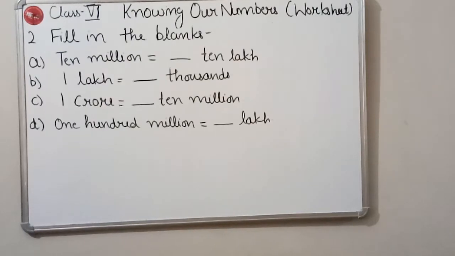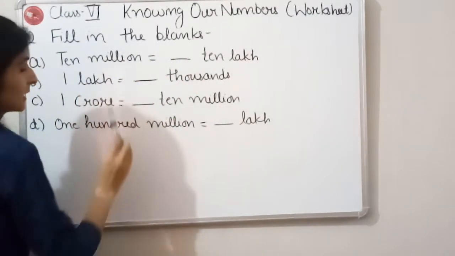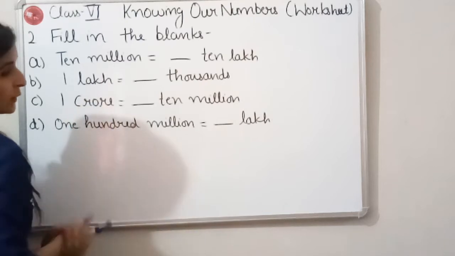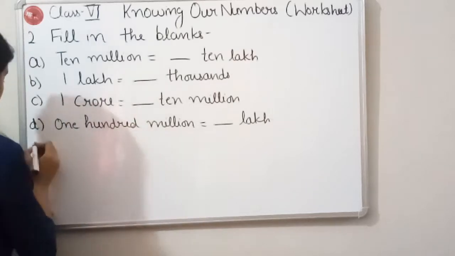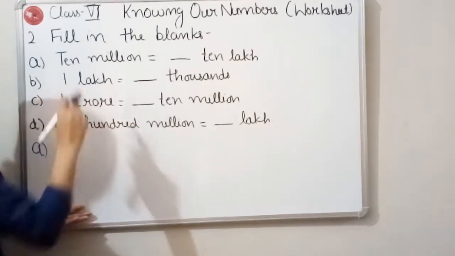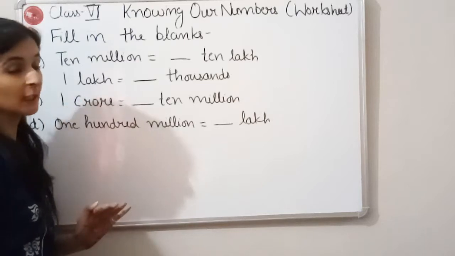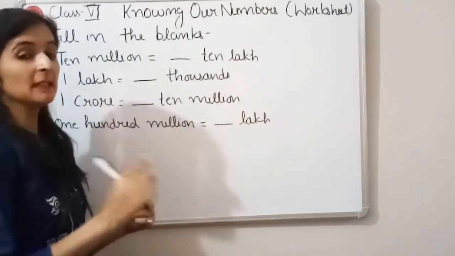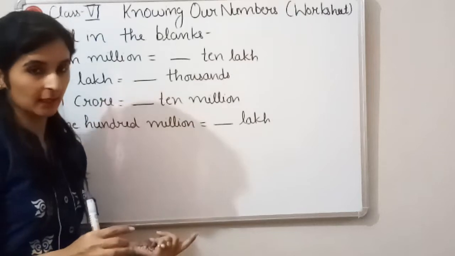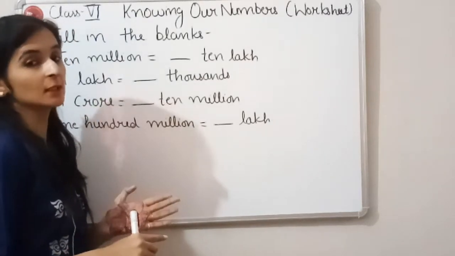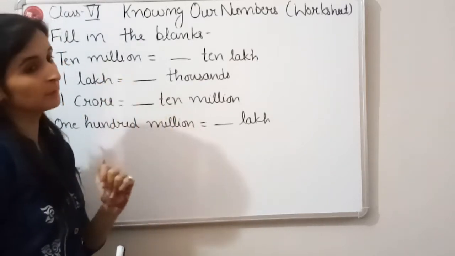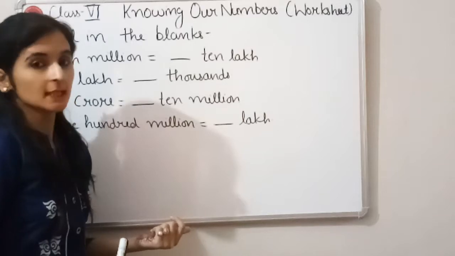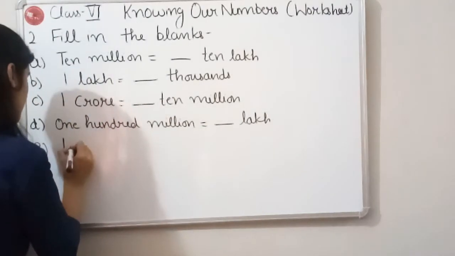Now let's come to the second question. The second question is fill in the blanks. We have done these kinds of questions in our last lecture too. So let us start with the A part first. Children, 10 million. How do we write 10 million? 1 million is equal to 10 lakh. It means in 1 million there are how many zeros? 6. If in 1 million there are 6 zeros, then in 10 million there will be 7 zeros. So we will write 10 million.